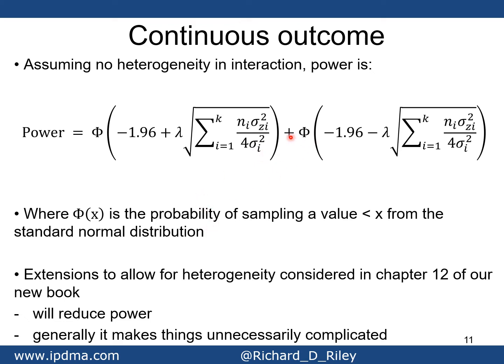We could also extend this to allow for heterogeneity. So if we did allow for lambda to be different in different studies, we could allow for that. But even though we do consider this in our book, generally I think this is a bit unnecessary because it's making it extra complicated. You don't know in advance whether heterogeneity will be there or not. So why not just assume there isn't, and under the best case scenario of no heterogeneity, tell us the power in that situation.